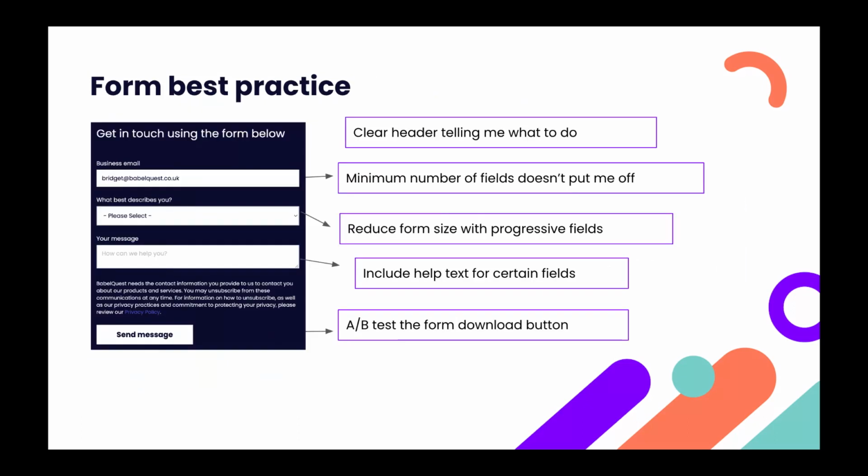Again, there's a bit more information on the forms. Here's a good example. There's a clear header. There are not too many fields that are going to put you off. It's got progressive fields on it and form styling. So that's all super important, and it's going to make such a difference to your conversions.